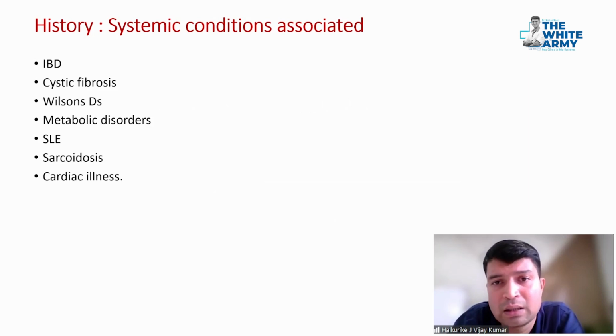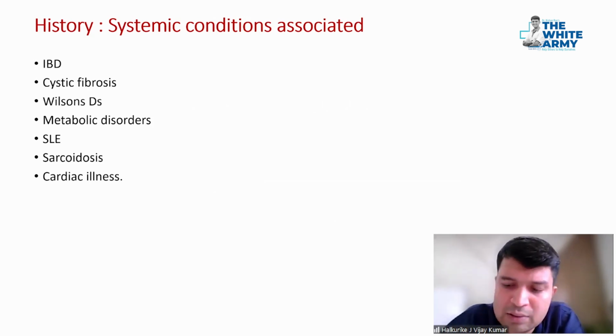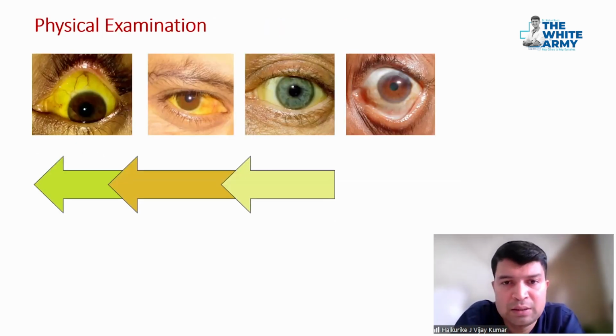And cardiac illness. Cardiac illness is also important. Recurrent failure itself will cause hepatomegaly, pain, and other things. But the jaundice is very minimal in this cardiac. Coming to physical examination, when you are examining a patient with jaundice, is a very key thing.